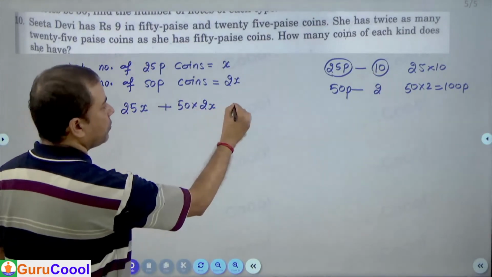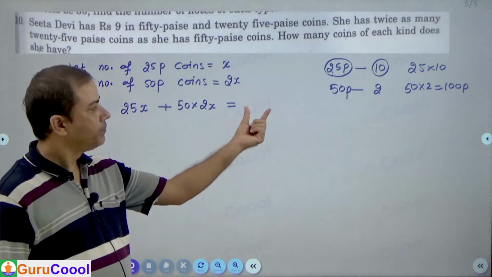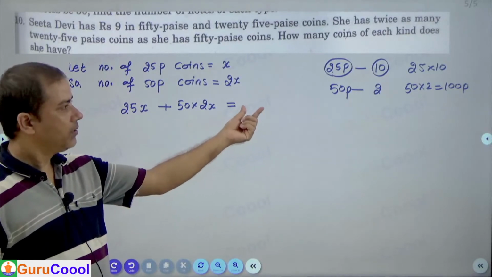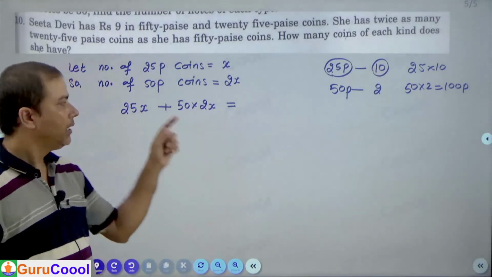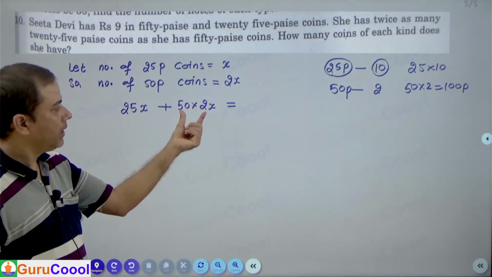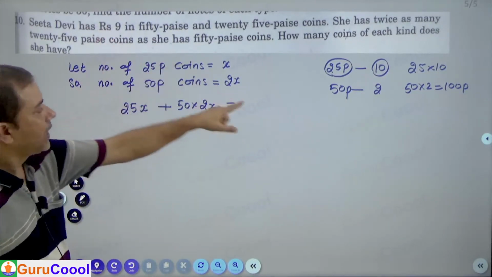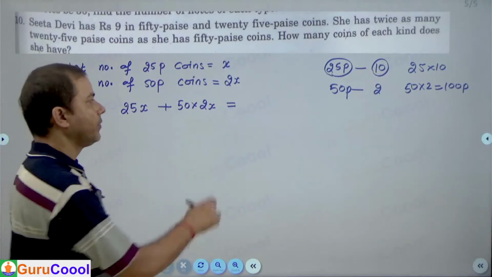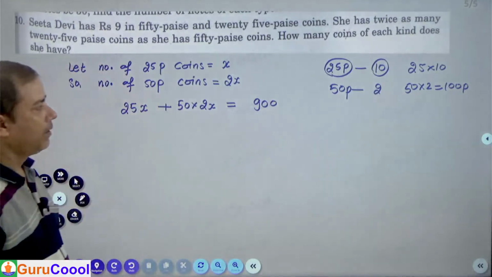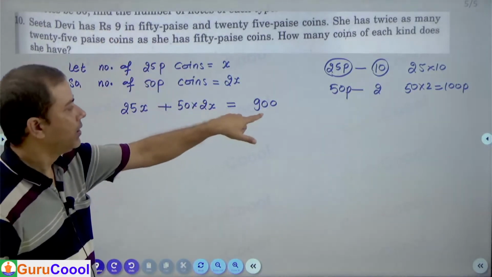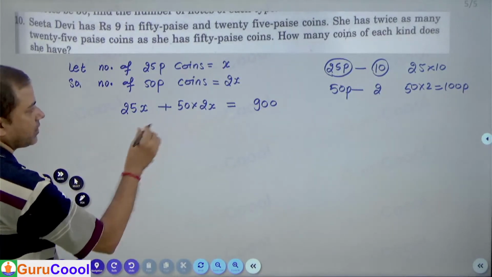Whole money is equal to what? 900 paise. Yes, because we have made everything into paise. So this is paise, this is paise. Right side also should be paise, not rupees. If you write 9 rupees there, then it is wrong. So I will write 900 paise. 9 rupees means 900. I will not write 9. Okay, equation is set up.